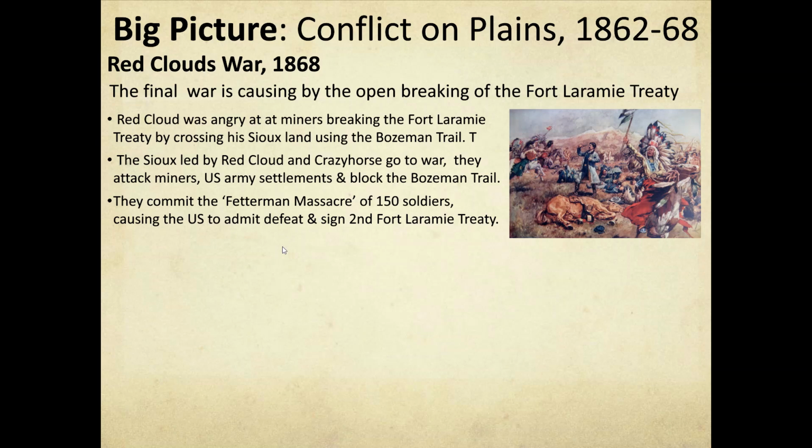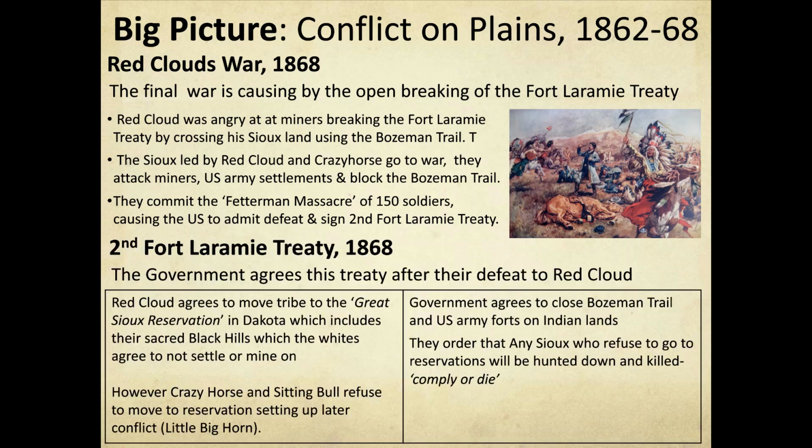They commit the Fetterman massacre of 150 soldiers, causing the US to admit defeat and sign the Second Fort Laramie Treaty. It's called Fetterman's Trap, where William Fetterman and his men spotted a scout because the scout wanted him to spot them, led them into a trap and massacred them.